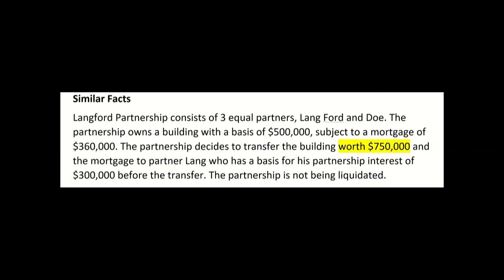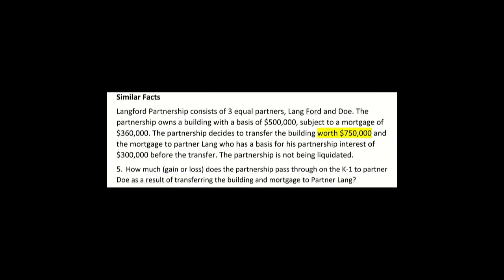So what are they going to ask you? It says, how much gain or loss does the partnership pass through on the K1 to partner Doe as a result of transferring the building and mortgage to partner Lang? So once again, Lang's getting the building with the mortgage on it, but they're asking this time about partner Doe and how much gain or loss is the partnership going to pass through onto the K1 of partner Doe. Is there a gain? Is there a loss?